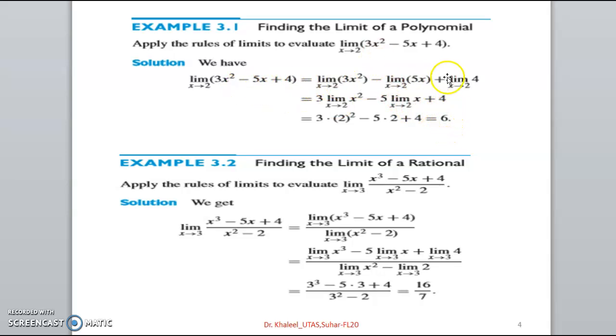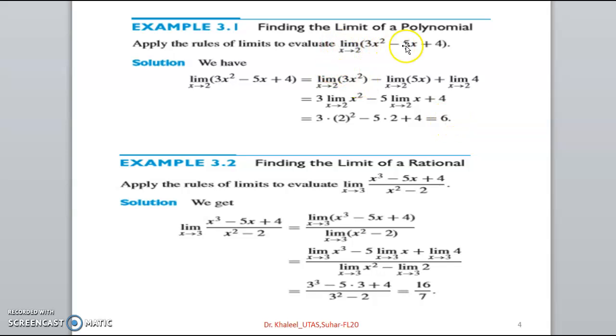So here I have shown you that the limit of a constant times a function, the constant comes out, and the limit of only the function. Again, the limit of a constant and a function. See, 5 comes out and the limit of x. The limit of a constant is constant. So therefore the limit of 4 is 4. So the final answer is 6 here.